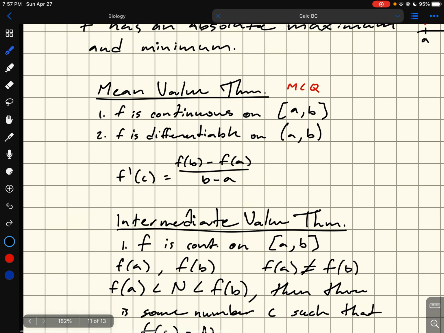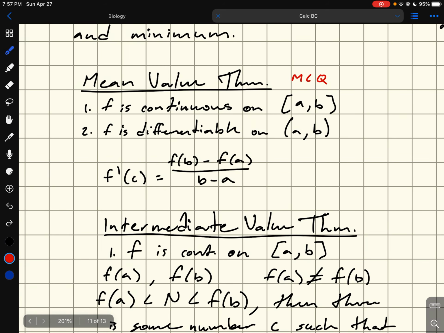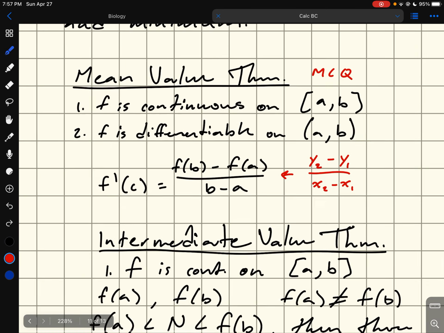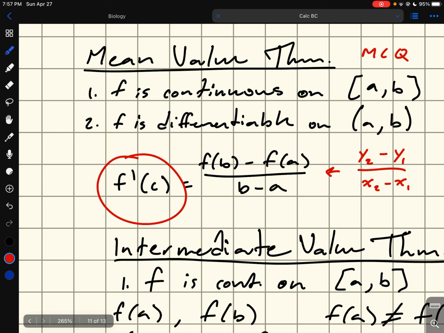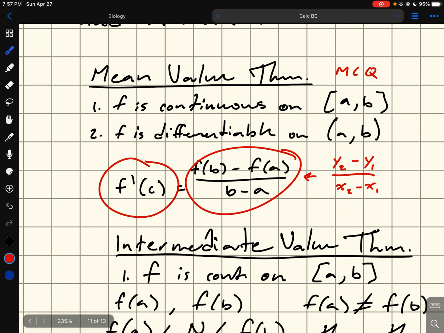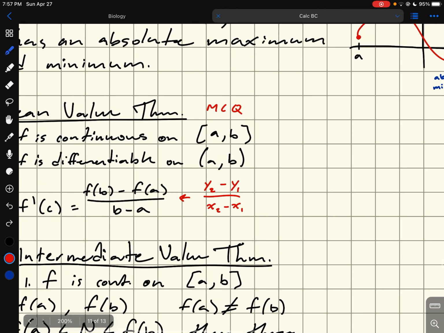So if those two things are true, then you know this is true. You should recognize this as the slope that you've learned since you were a little small child: y2 minus y1 over x2 minus x1. That's what this is. So it's saying that the slope between two points is the same value as some c that you plug into the derivative. That c that you plug into the derivative is going to give you the same slope of the tangent line as your average rate of change, your slope.